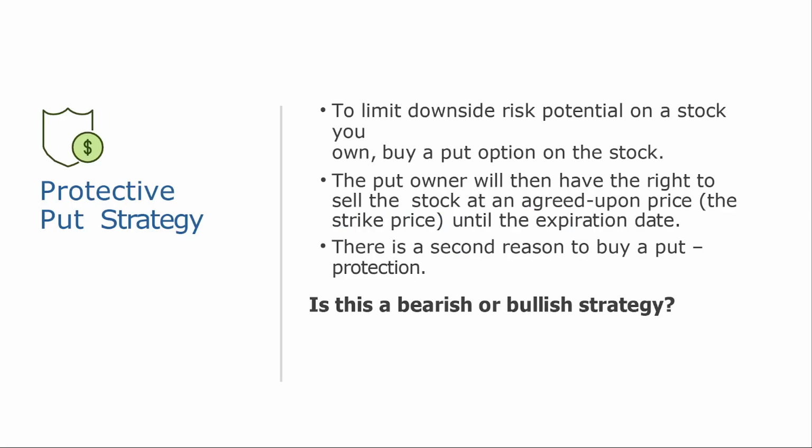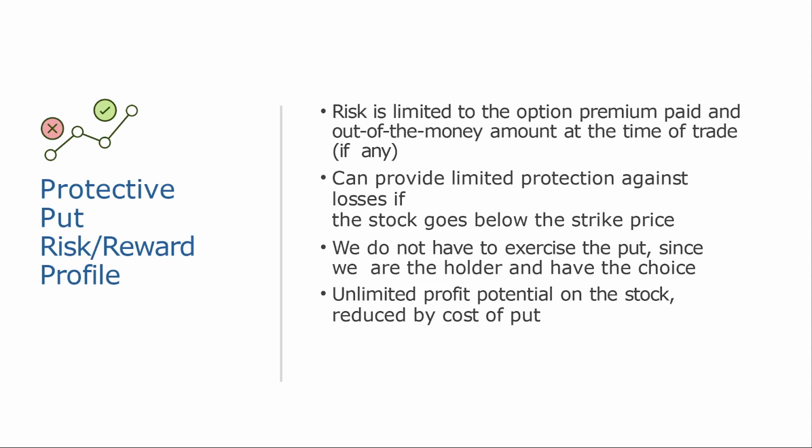So a protective put, in this case, can help us to limit the downside risk potential of a stock that you own, by buying a put option on the stock. The put owner will then have the right to sell the stock at an agreed upon price, the strike price, until the expiration date. But you can also buy a put as a protection. If you do this, the risk is limited to the option premium paid and the out of the money amount at the time of the trade, if there is any. At the same time, it provides limited protection against losses in case the stock goes below the strike price.